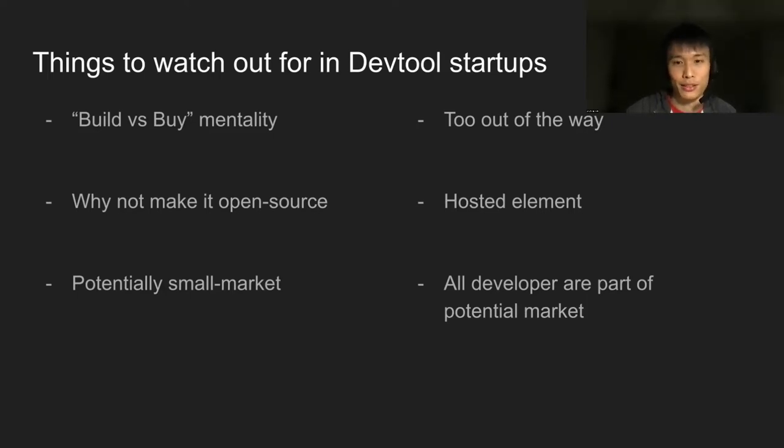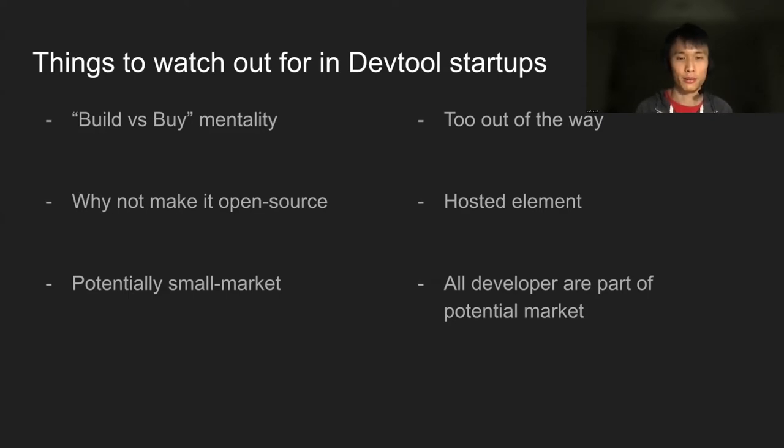For example, for the build versus buy mentality, because we are building this code collaboration tool for people to code in an editor, it's simply too out of the way for people to build it. As a developer, oftentimes you don't go build the editor that you use, as opposed to if I'm selling you a web server, then you might ask, why can't I just make my own web server? Why should I buy the one you made? So for the first question, people don't usually have the build versus buy mentality when they consider our product.